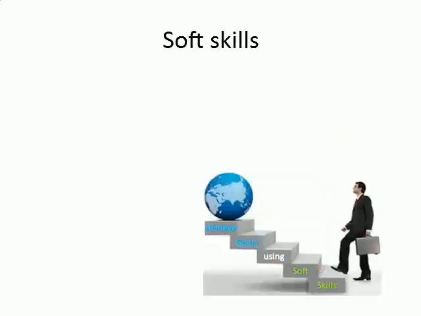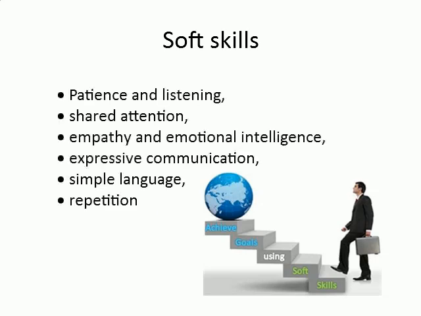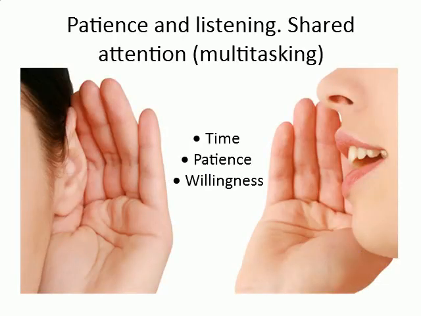The most important soft skills are patience and listening, shared attention, multitasking, empathy and emotional intelligence, managing emotions, solving things, bad news, simple language, expressive communication, repetition. Listening well is an essential part of communication. This requires the provision of adequate time and patience, and the willingness to listen to parents' concerns. A quiet room, lack of interruptions, provision of chairs for the parents, sitting at an appropriate distance, good eye contact, etc., are helpful to enhance listening and learning from the parents.